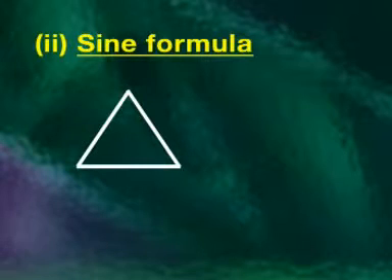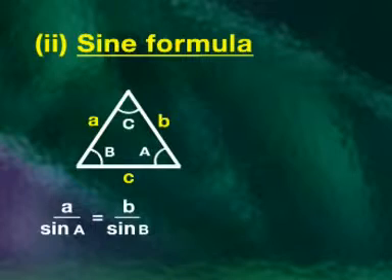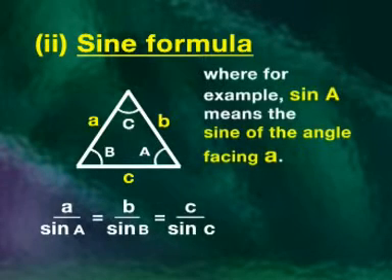The sine formula. For the sine formula, consider a triangle of sides A, B, and C. The sine formula states that A divided by sine A equals B divided by sine B equals C divided by sine C, where, for example, sine A means the sine of the angle facing A.